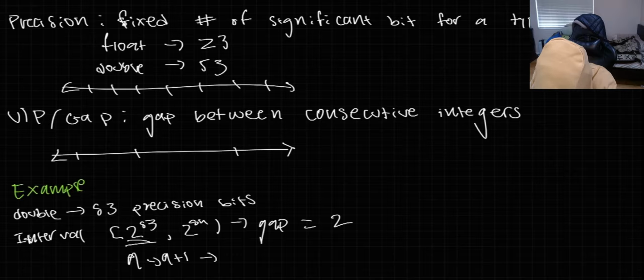We would get 9 back because the gap is double. We cannot evaluate a value that does not exist or cannot be represented.